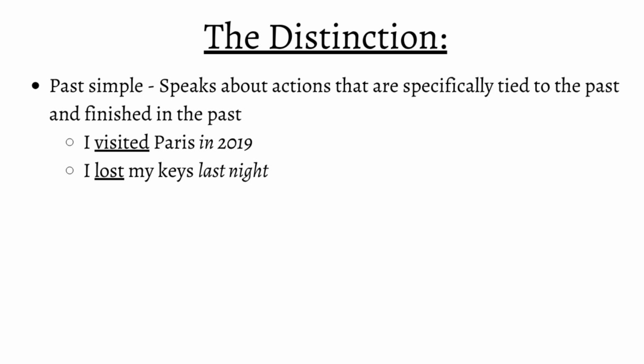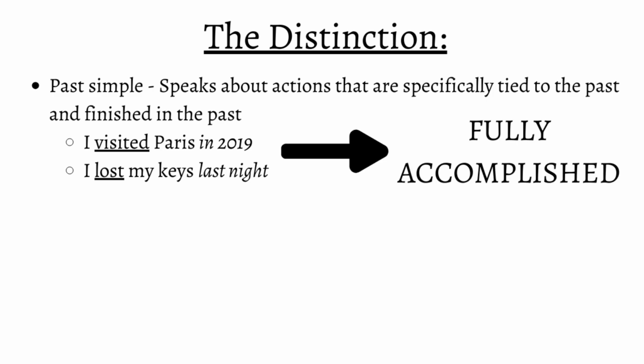These sentences use verbs from the past simple because they were fully accomplished, and it's proven through keywords like in 2019 and last night. The fact that I visited Paris in 2019 means that the action is fully finished in the past, so it doesn't have any ties to the present. I lost my keys last night indicates that I probably found my keys later and the problem is over now.